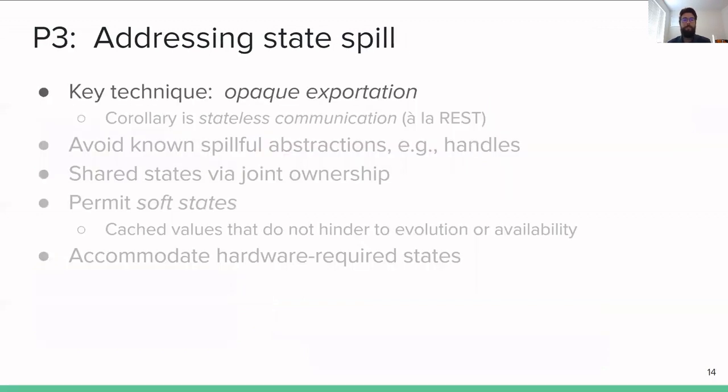The third principle is to address state spill, ideally avoid it. The third principle Theseus follows is to avoid state spill. We have a variety of techniques to do so, but the key one is opaque exportation. You can find other details in our paper.